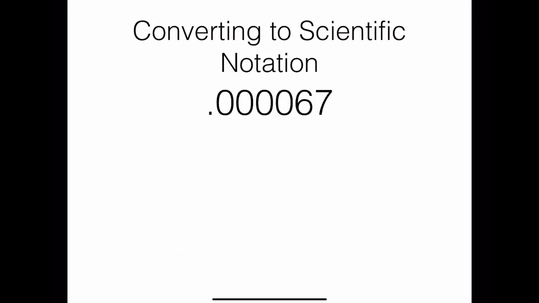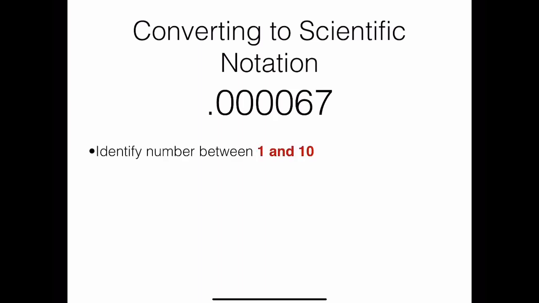The next example looks at a number that's less than 1, 0.000067. Again, nothing wrong with this number. We just want to write it a little bit more concisely. We want to clean it up a little bit to get those zeros out of the number.